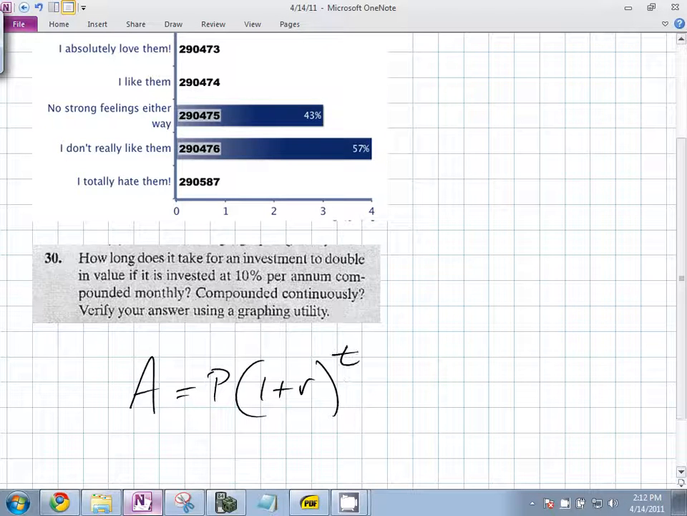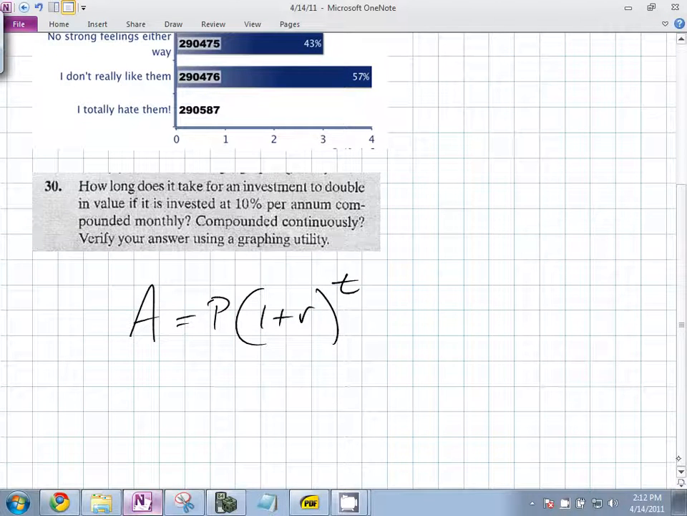Why is there no n in there? The n is actually there, but what is it? It's 1, so you just don't write it. It's the number of times compounded per year. So if it's yearly, n is 1. What's our interest rate? 10%. We don't know what t is. We don't know what p is, but what are you trying to end up with?